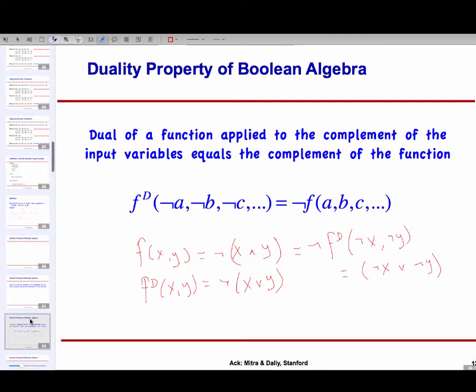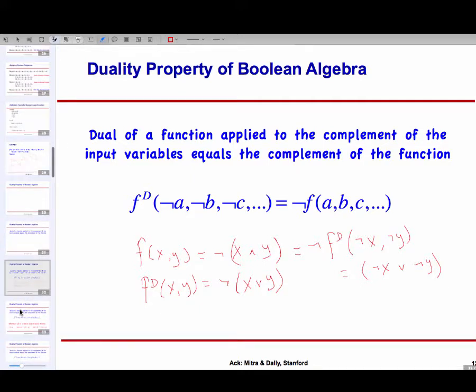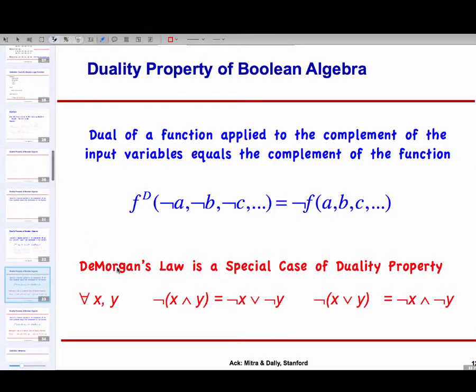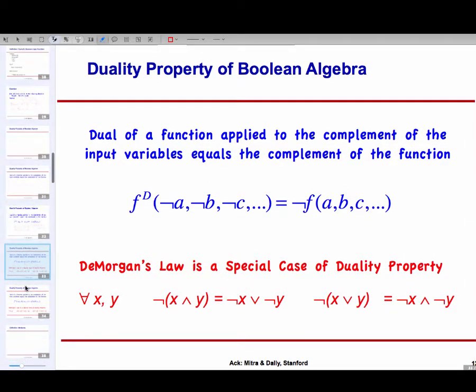Is that clear to everyone? And the other De Morgan's law can similarly be proven. So De Morgan's law is a special case of the duality property.